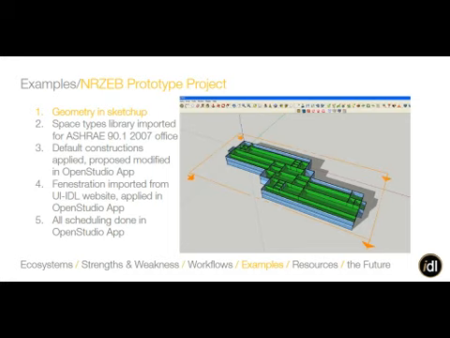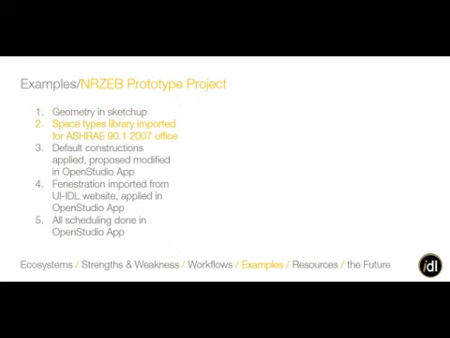So in terms of that 9-step process, we'll go through each one of those for this project. We did the geometry in SketchUp. Here you can see the geometry of the building. We're using this slicing section plane tool to check the surface boundary conditions. The space types were imported.